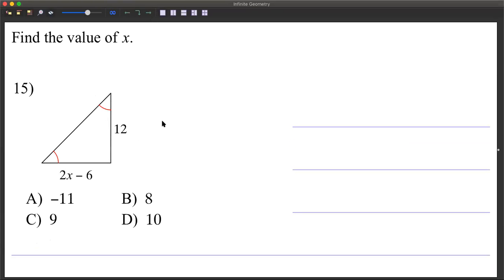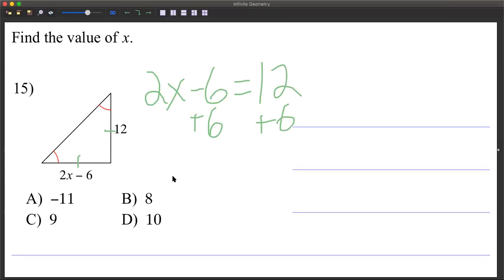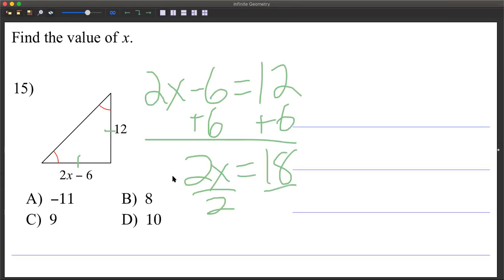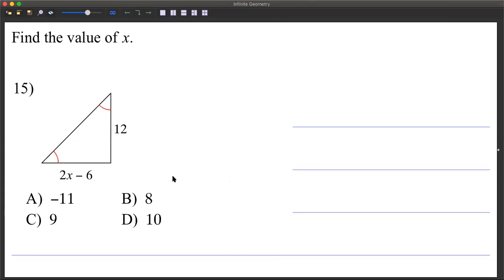All right, and then you're going to eventually hit ones like this where you have to do a little bit of algebra. Remember that the sides are going to be the same. So I just do 2x minus 6 equals 12. And then I should be able to solve from here. So it looks like X is going to be 9 in this case.